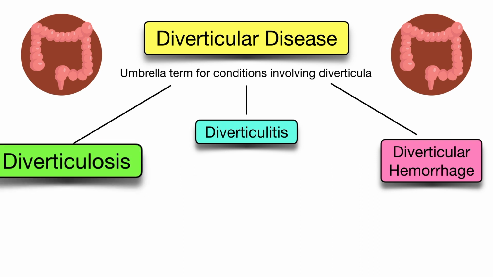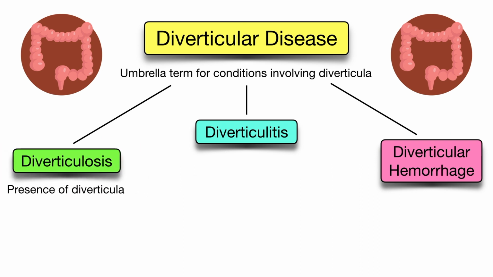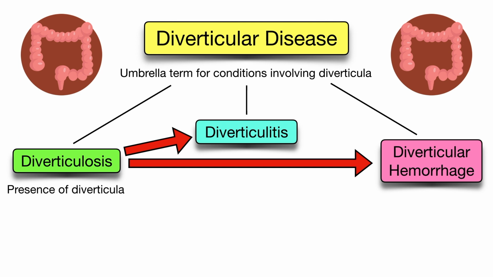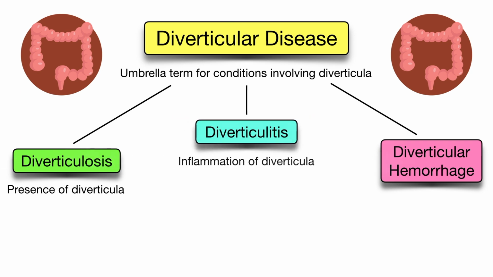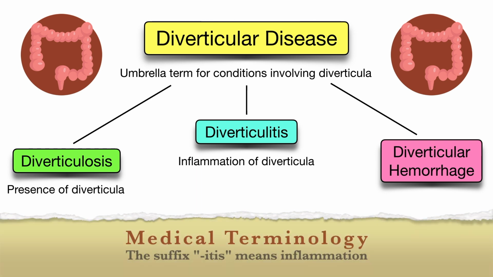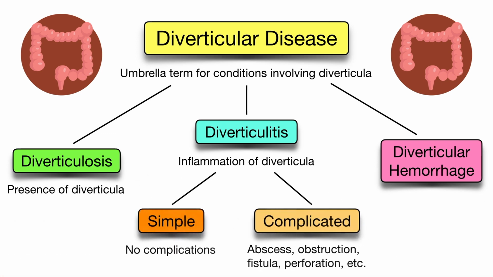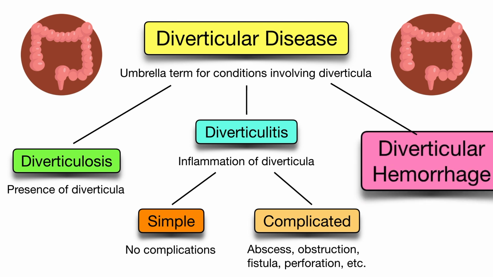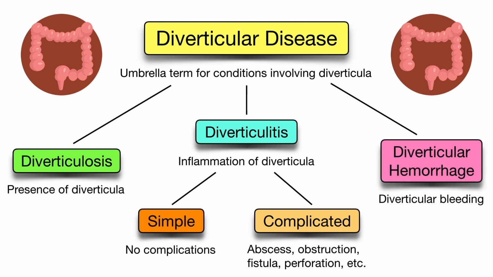Let's start with diverticulosis. Diverticulosis is simply the presence of diverticula in the colon, usually without any related complications or symptoms. Diverticulosis carries a risk of progressing to other forms of diverticular disease, such as diverticulitis and diverticular hemorrhage. Moving on to diverticulitis, this is inflammation of a diverticulum. Remember from our medical terminology video that itis means inflammation. Diverticulitis can be categorized into uncomplicated or simple versus complicated based on the presence or absence of complications. Finally, we have diverticular bleeding or hemorrhage, which is when a diverticulum bleeds.